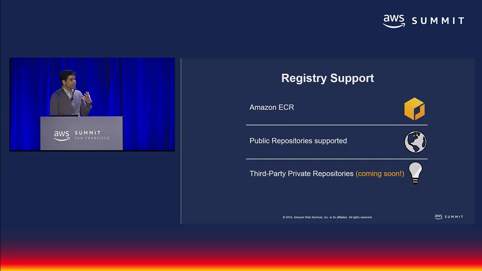Within the task definition, you specify where you want us to launch or pull the container images from. ECR works with Fargate right out of the box. The other registries we support are all public registries that you can use. We are also working on supporting third-party private registries. So if you have something that's username, password based sitting in your VPC and you want to use that instead of ECR, we will be enabling that use case soon as well.